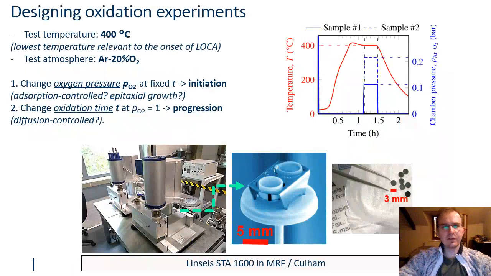We have used a special set of experiments in the simultaneous thermal analyzer, which was available at UKA, to study the oxidation at changing oxygen pressure and also at changing oxidation time. We have conducted these experiments at a test temperature of about 400 degrees Celsius. This temperature was chosen for two reasons. First of all, because that's the lowest temperature relevant to the onset of LOCA, and second, because it did not require using a high vacuum system to suppress the oxidation completely.